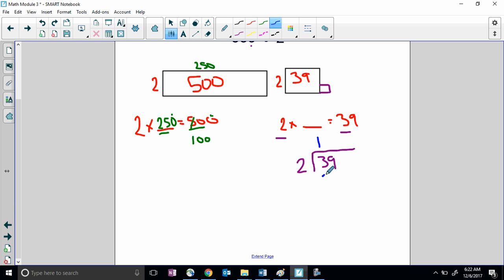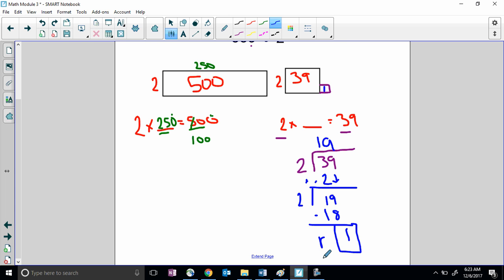1 times 2 is 2. Subtract, it's 1. Bring it on down. And bring it on back. 2, 4, 6, 8, 10, 12, 14, 16, 18. Stop. Any more, it'd be too high. 9 times 2 is 18. And subtract. I don't have anything to bring down, so what is this called? It's called the remainder. So remember how I said I was going to have a remainder?